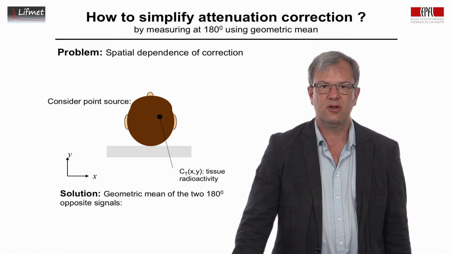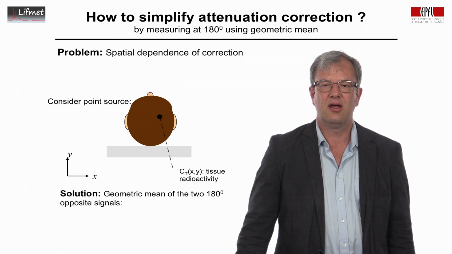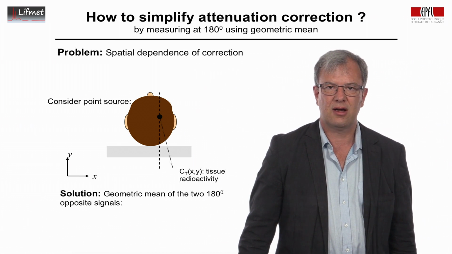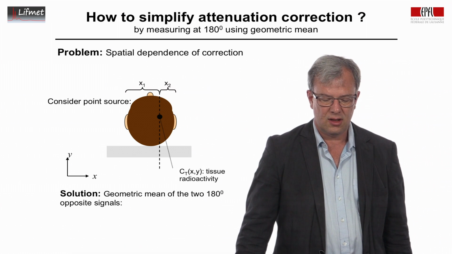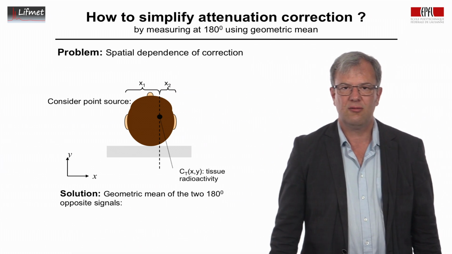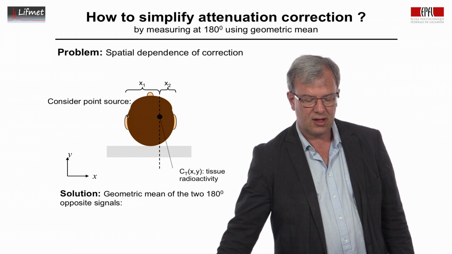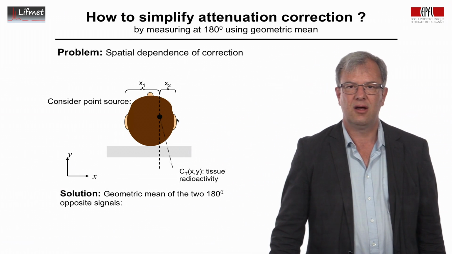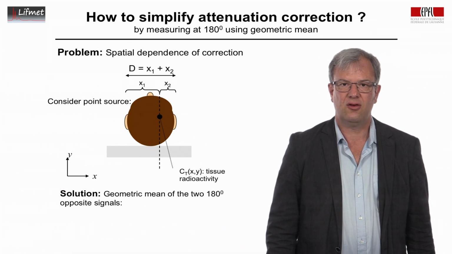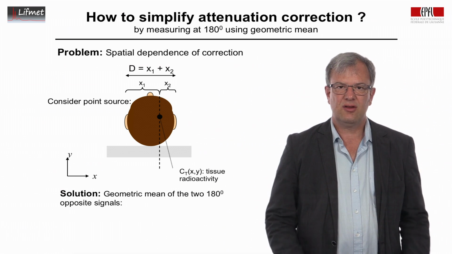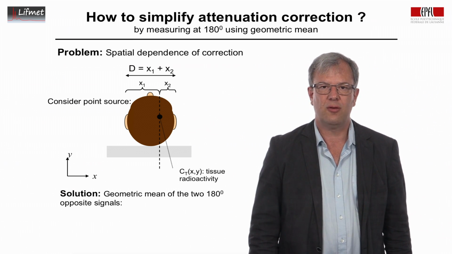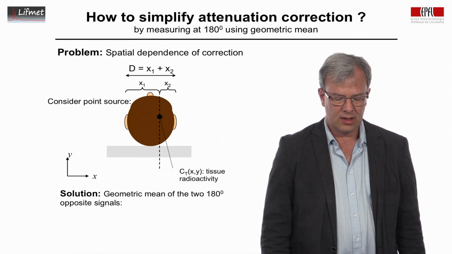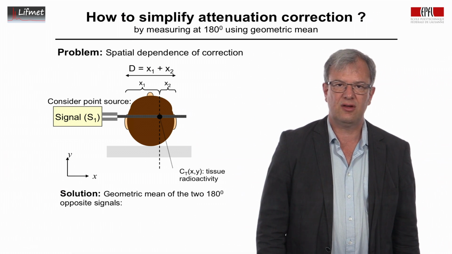And now the solution to simplify this is to consider the geometric mean of signals that are acquired at 180 degrees opposite. So I'll first introduce the position of our object. We have the distance from our object to the left end of the subject, x1, and the distance from our object to the right end of the patient, x2. So the dimension along x of our object at this point is given by x1 plus x2, and we'll call that big D.